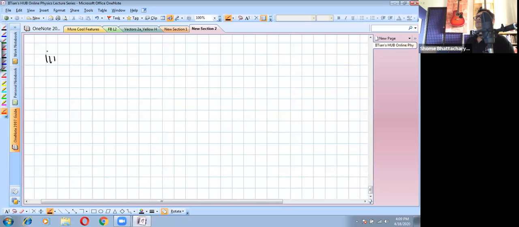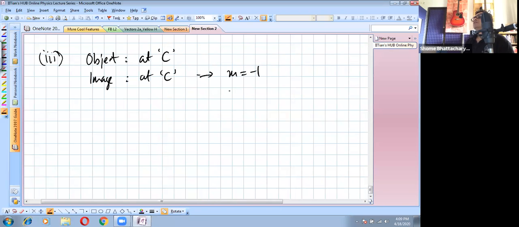see the third case, if I write over here, the object is at center of curvature. Then the image will also be at center of curvature, but we'll get the magnification factor as minus 1. So it will be a same size, inverted, real image.